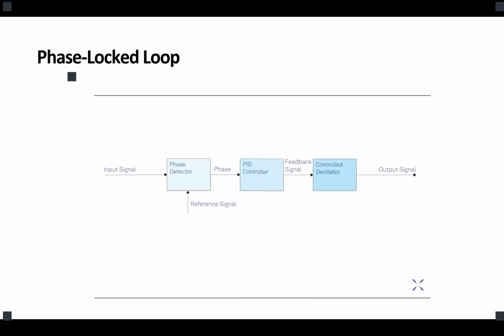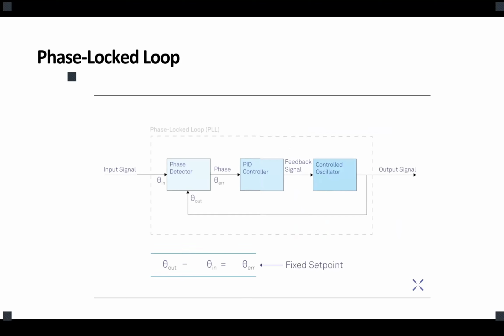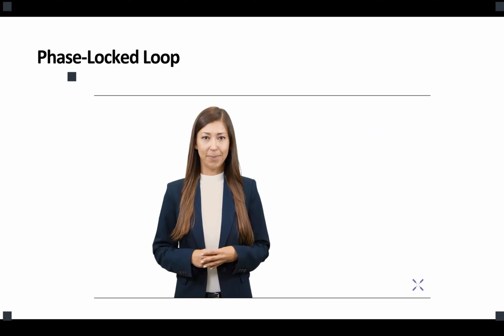To lock the phase between input and output signal, we need to close the feedback loop by applying the output signal to one of the inputs of the phase detector. If properly adjusted, the phase difference between the input and output signals remains constant in time, and therefore they run with the same frequency. Now let's focus on these components one by one.